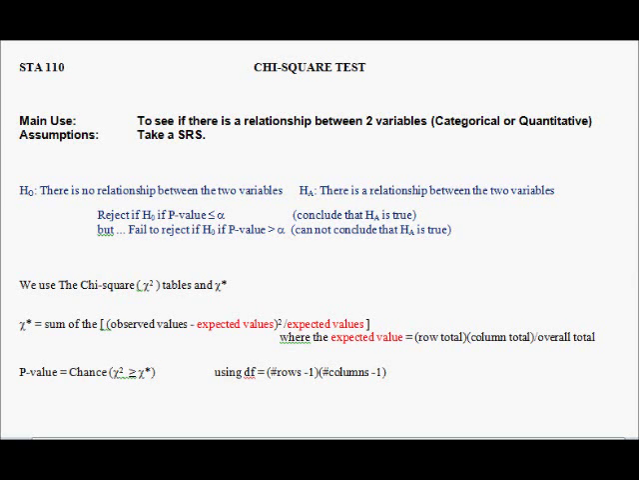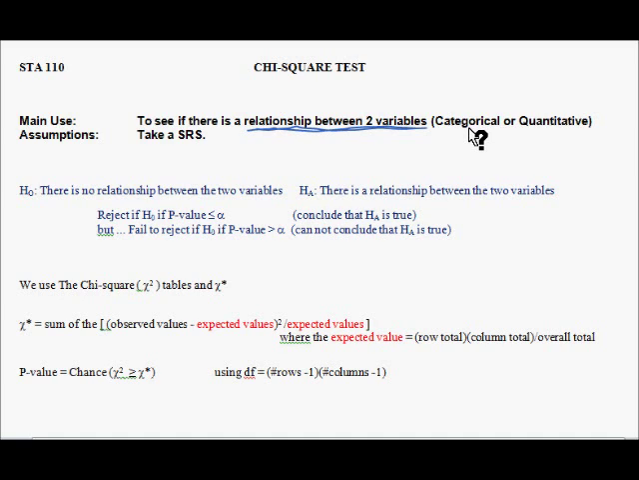So we're going to look at the chi-square test. The chi-square test is a hypothesis test, but it's a special type of hypothesis test. As it says up here, the main use of the hypothesis test is to see if there's a relationship between two variables. When we first do the test, we don't say what we think the relationship is, but after we do the test, if we do find a relationship, then we'll say what we think the relationship is. And this can be used for categorical or quantitative variables.